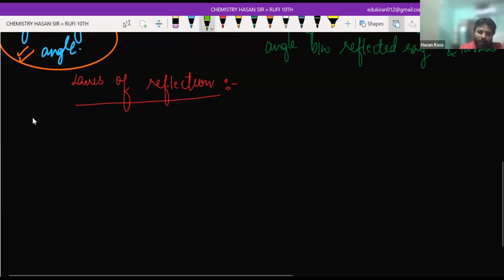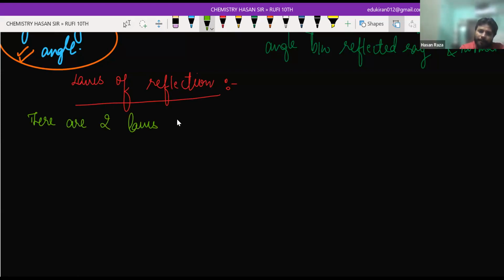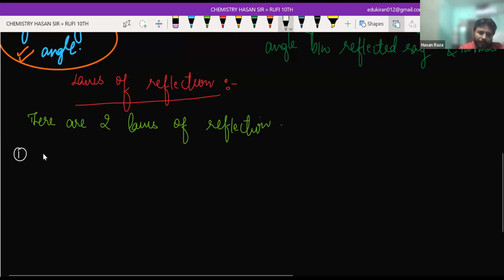Now we are going to talk about the laws of reflection. There are two laws of reflection. The first one you already told me, but only the term was wrong. The first one is that the angle of reflection is equal to the angle of incidence. Very good.